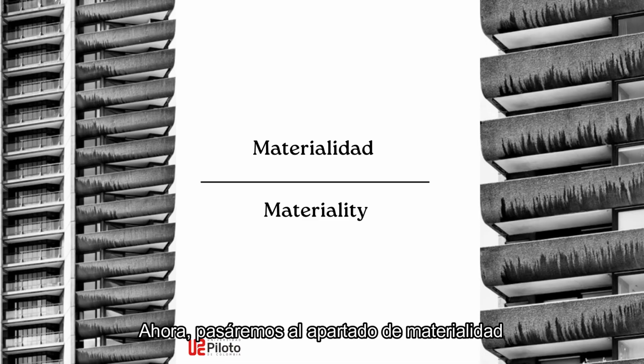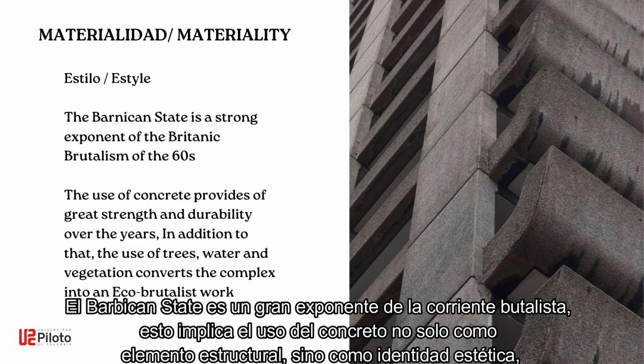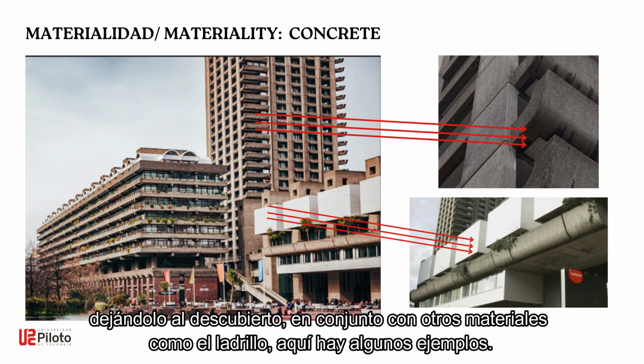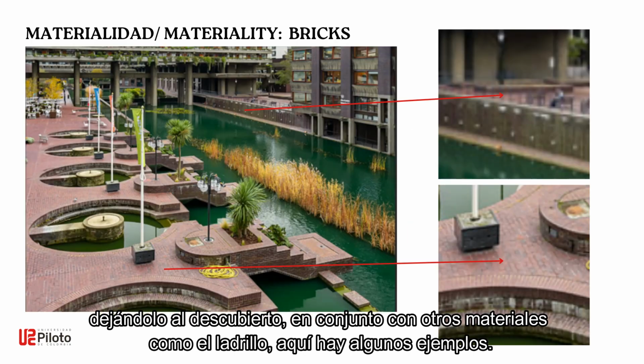Now we will pass to the material section. The Barbican estate is a great exponent of the brutalist trend. This amplifies the use of concrete not only as a structural element, but also as an aesthetic identity, leaving it exposed to the eye, in companionship with other materials like brick. Here are some examples following.